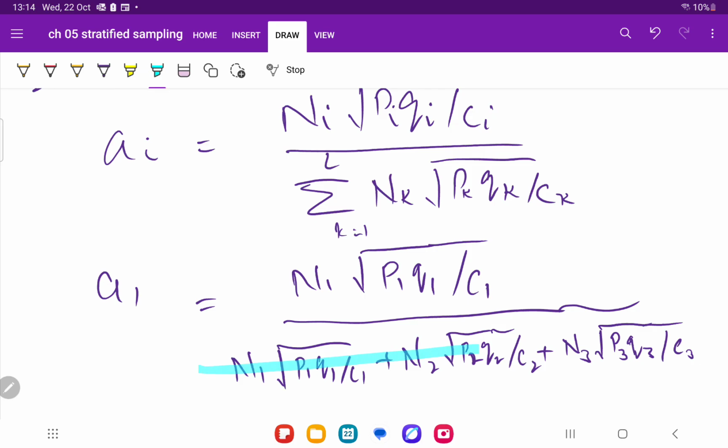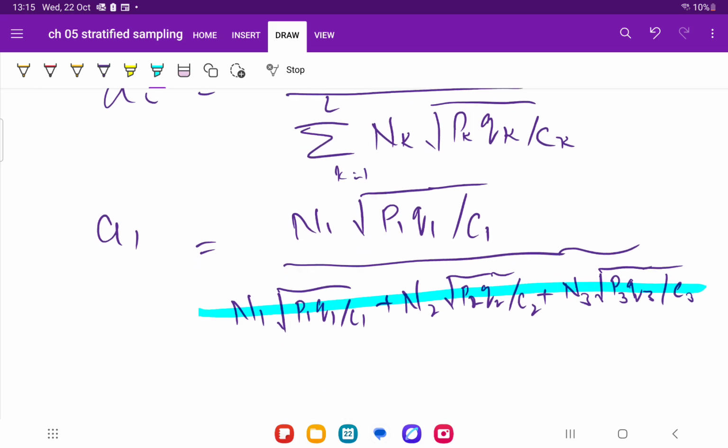same. This denominator will remain the same. So it means that you just need to calculate the numerator. For A2 it will be N2, P2, Q2, C2. For A3, the numerator will be N3, P3, Q3, C3. And the denominator will remain the same for each A1, A2, A3. Okay? Because we are getting some sort of proportion out of total. So this is the total and this is the proportion of what is AI. So could you put the values inside?